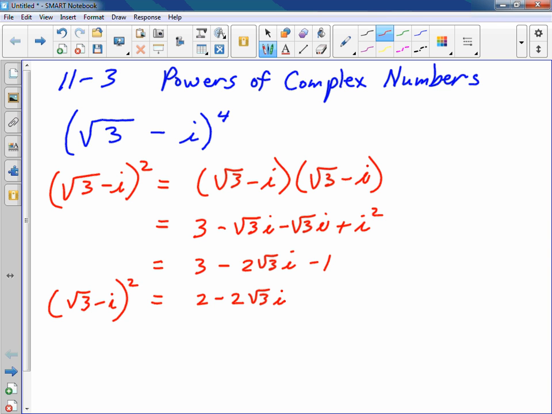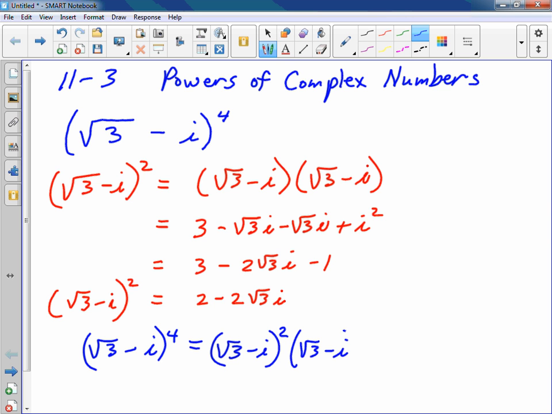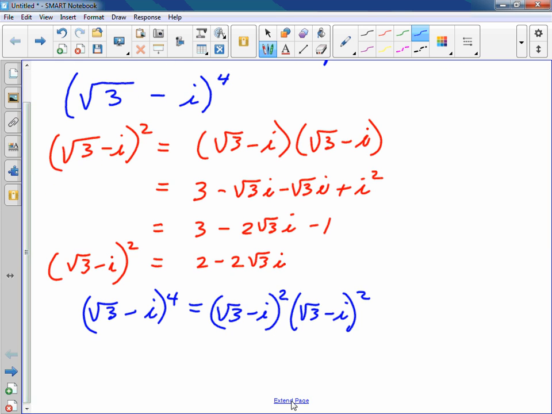So then we can just take this and square it to get our square root of 3 minus i to the 4th, which would equal square root of 3 minus i squared times square root of 3 minus i squared. And now we can just substitute in this part right here in for that. And that should be kind of nice.